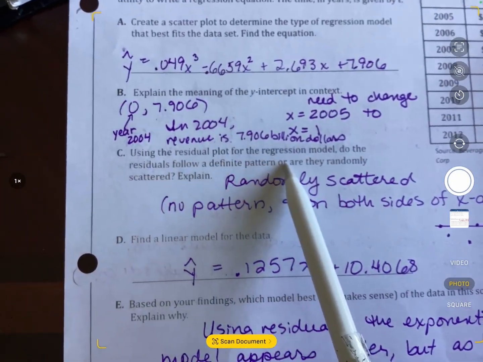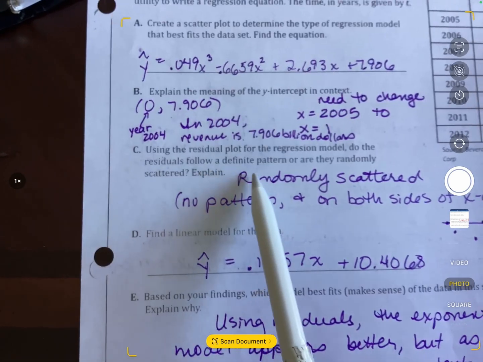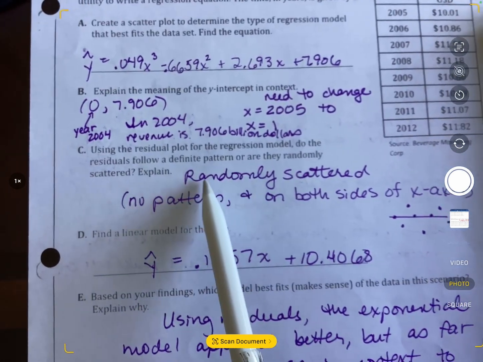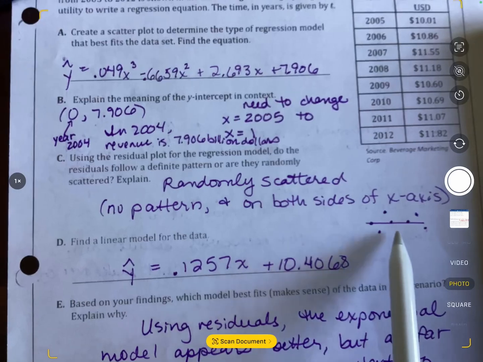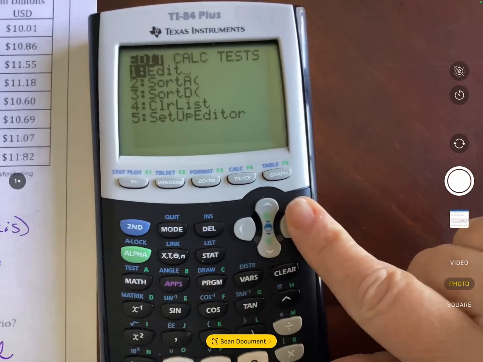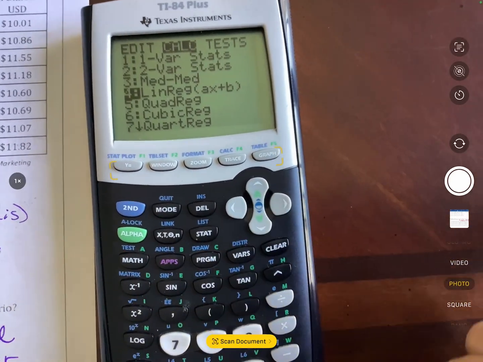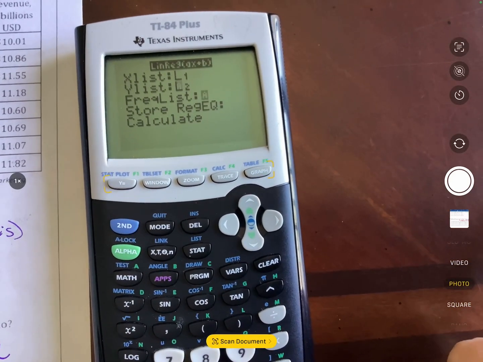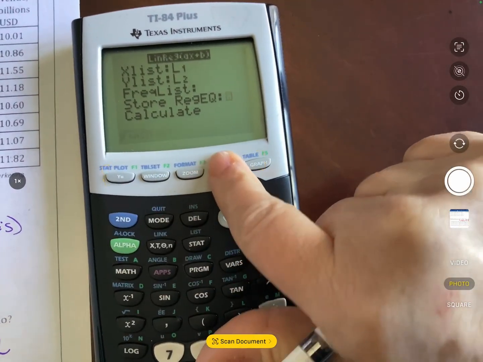Using the residual plot for the regression model, do the residuals follow a definite pattern, or are they randomly scattered? So randomly scattered, and I just drew it here. And then it says find a linear model. Which would, of course, just be stat calc 4, and then store that one.